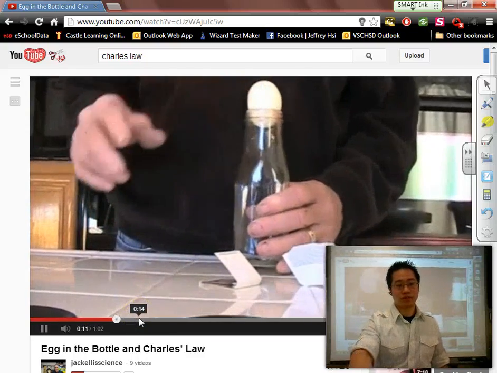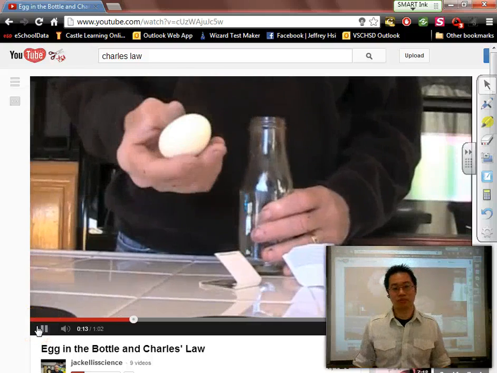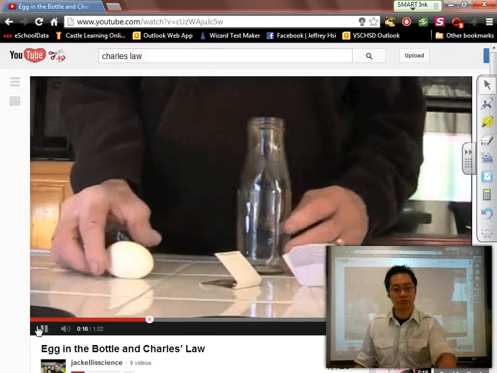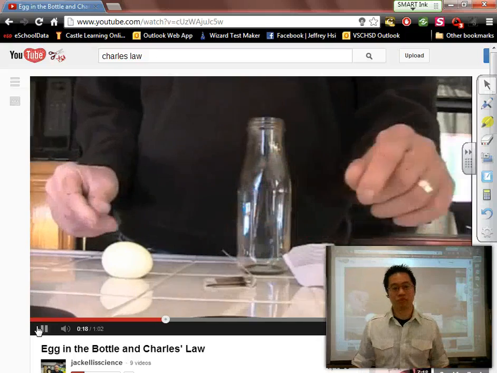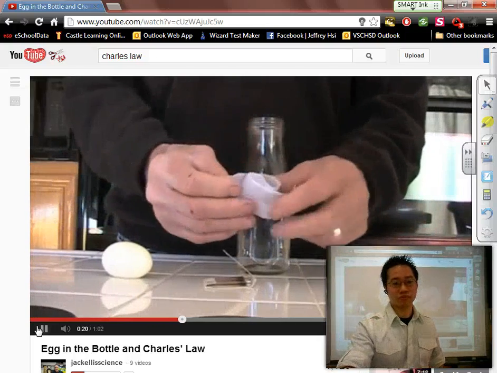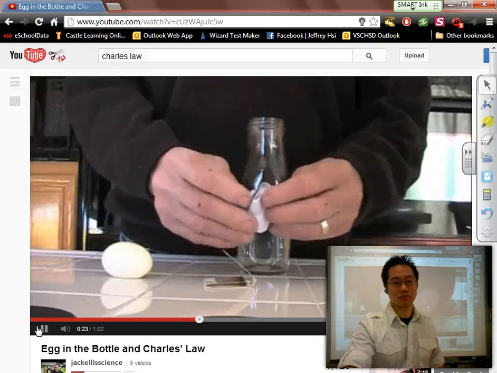What you'll need for this experiment is a glass bottle with an opening slightly smaller than a hard-boiled egg. You'll need a hard-boiled egg with the shell removed, some matches, and a piece of paper. What we're going to do is light the paper, put it down in the bottle.